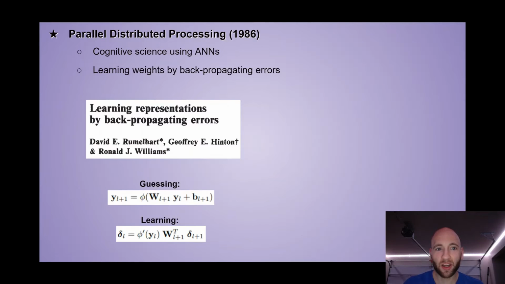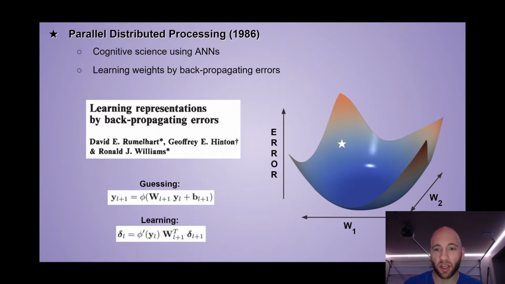Part of this parallel distributed processing group in 1986 included Geoffrey Hinton, Rumelhart, and Ronald Williams. Maybe Hinton especially is most famous for introducing backprop, or specifically learning representations by backpropagating error. I won't go over the equations, but I can give some intuition about the calculus behind these update rules.